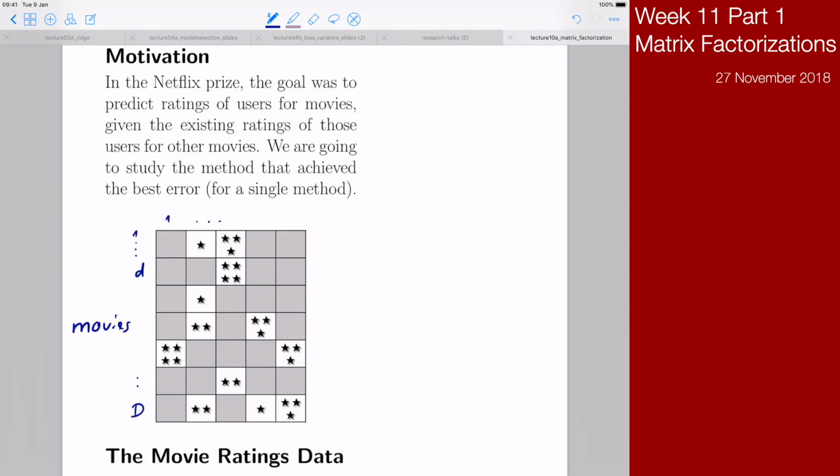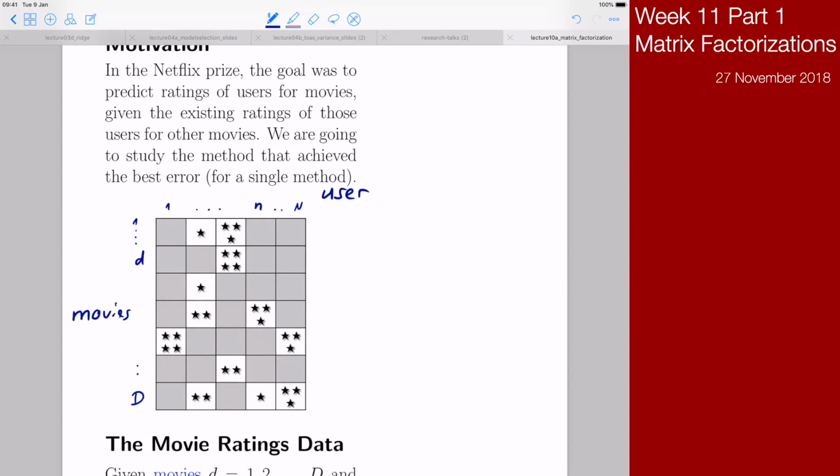For every user n and movie d, we got the data of how many stars the user gave to the movie, whether he liked it or not. So 5 stars is the best, 1 star is the worst. The data set that they published was very nice. It had 20,000 movies, that's D. That's not so much, but it's still a nice number. Also, very interestingly, it had a lot of users, namely 500,000 users who gave some ratings. That's the columns.